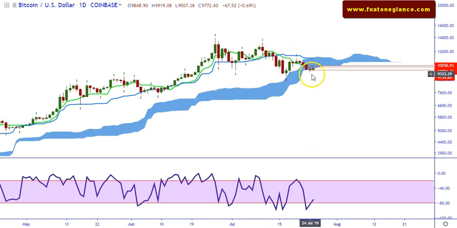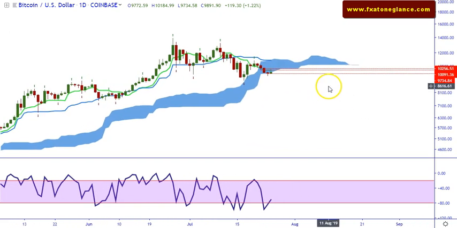So a break of the Kumo would signify that strong move to the downside. We have everything bearish here. So what I like to do is look at my 1, 2, 3 formation, because the market likes to move in the measured move, so it'd be like a 1-to-1 ratio move.